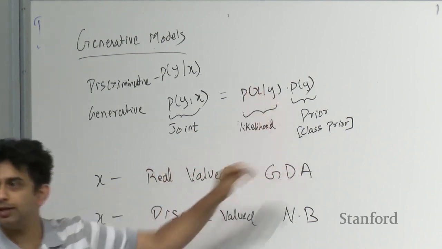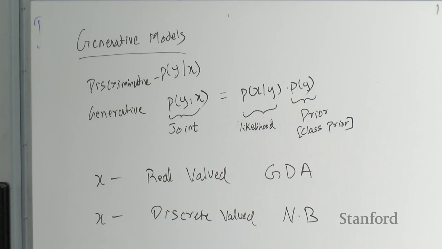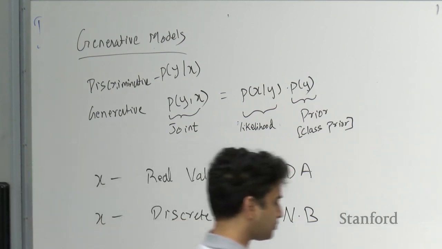So these are two generative algorithms that we saw, where both have discrete y's, which means in a way we are trying to perform classification. But the x's, in one case in GDA, x was real valued, and in the other case, in naive Bayes, x was discrete valued.